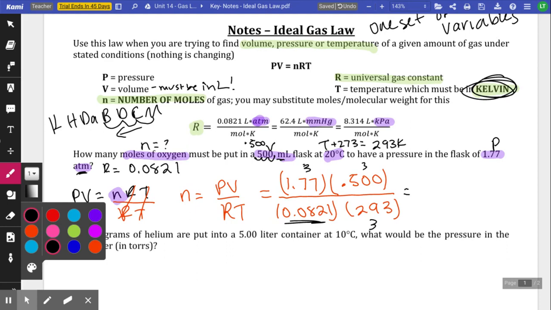So that would give us 0.0368. And then don't forget your units, which is moles. Boom. That's it. That's the ideal gas law. Not so bad. Okay. Let's do another one.